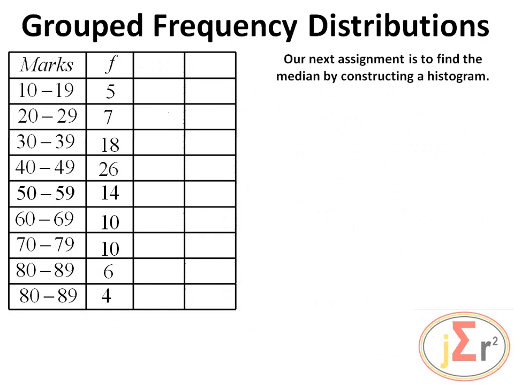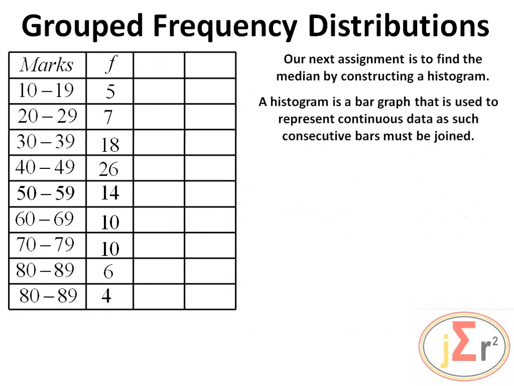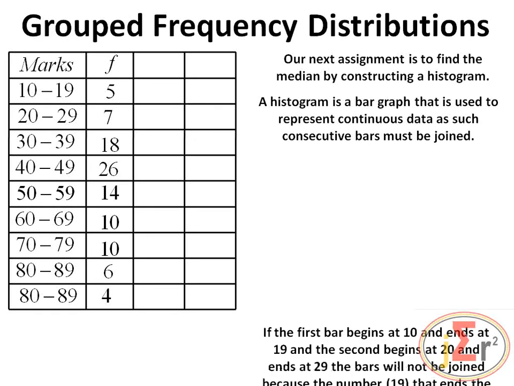Our next assignment is to find the median by constructing a histogram. A histogram is a bar graph that is used to represent continuous data. As such, consecutive bars must be joined. So if there's a continuity or a continuum, and we are using the histogram, which is a bar graph, to represent data, since the data is continuous, the bars are going to be joined together to show that there's a smooth and easy transition from one class to the other.